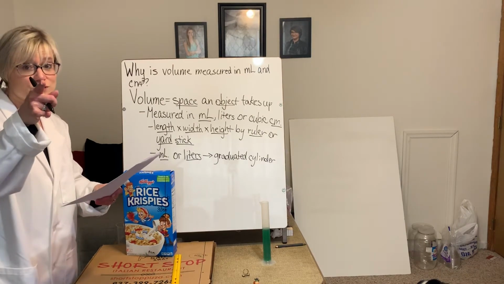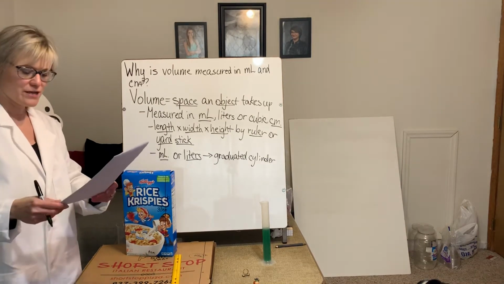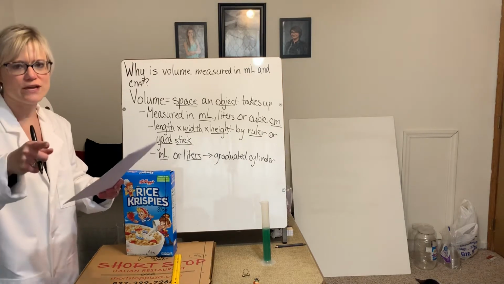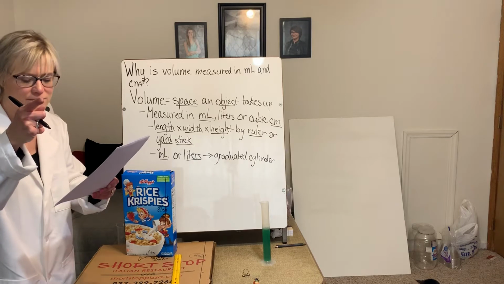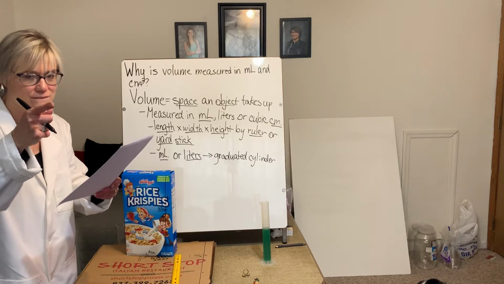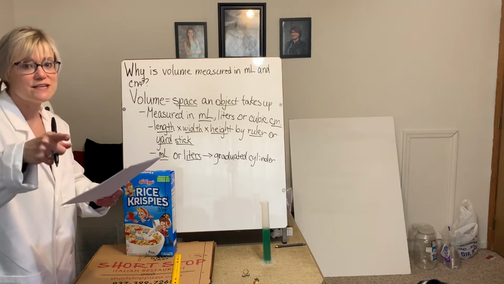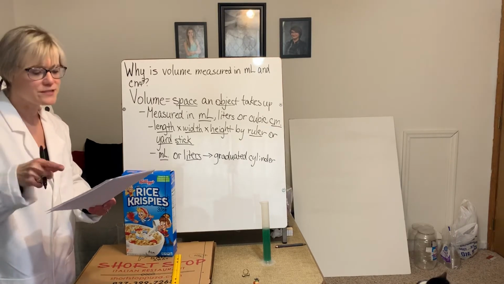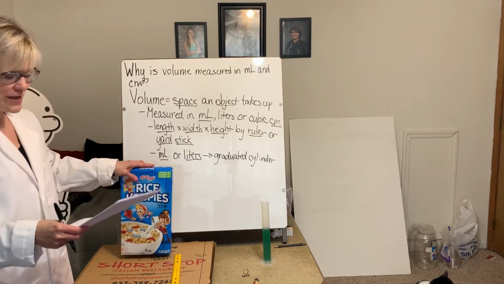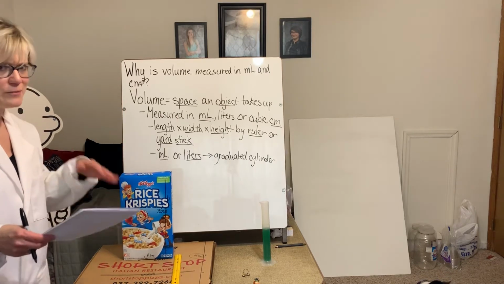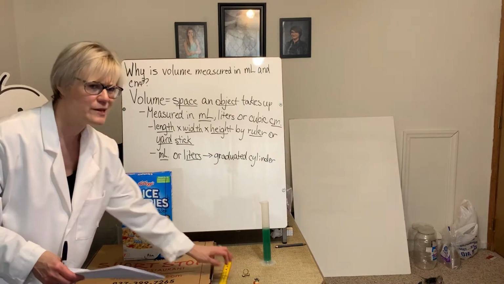If you said 114, you are absolutely correct. So we need to do 114 times 33. Ready? 3,762 centimeters cubed, or cubic centimeters. All right, so that's how many of those cubes would fit inside this Rice Krispie box. But I'm not going to put those in there. Don't have time for that.